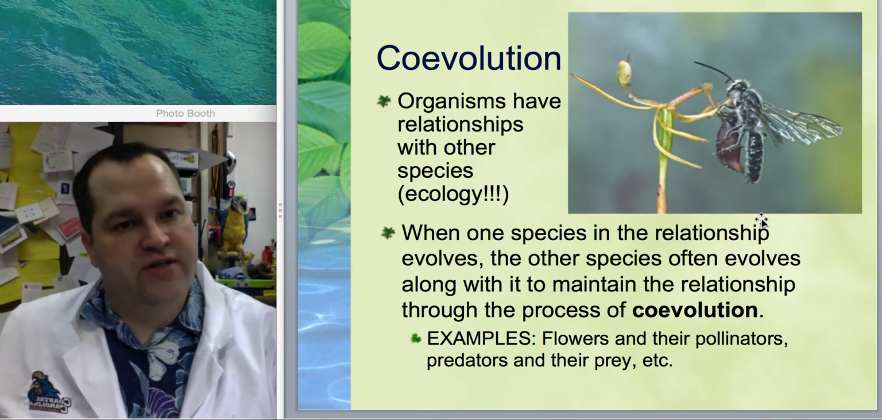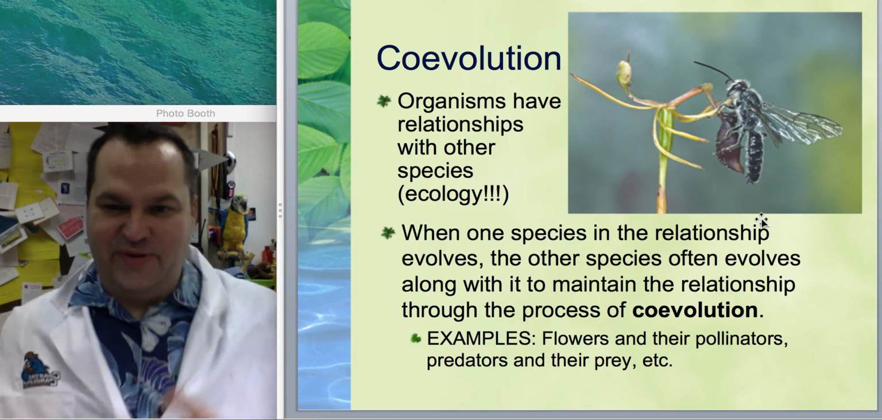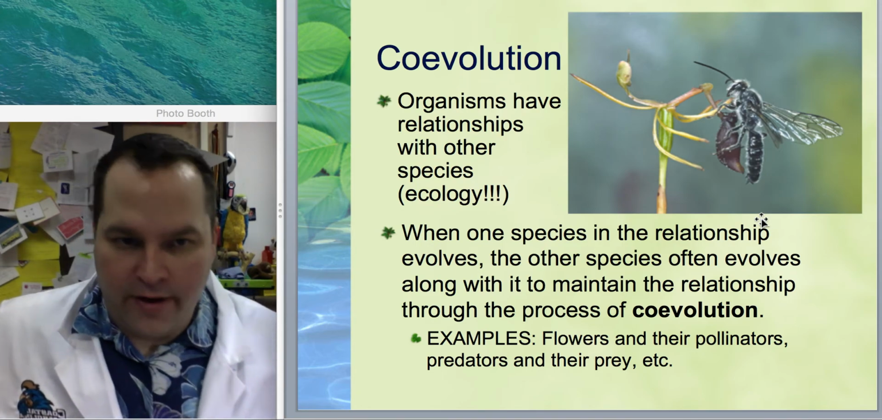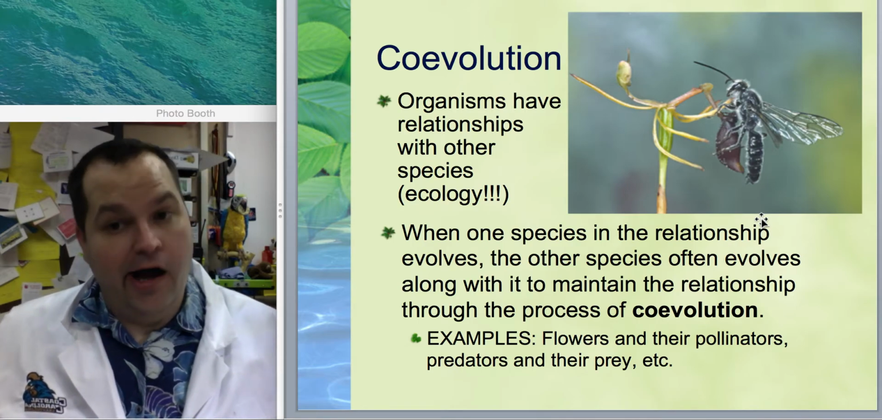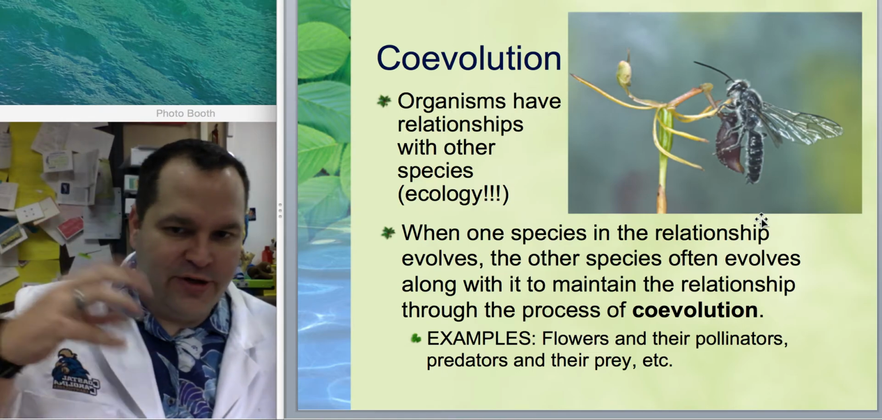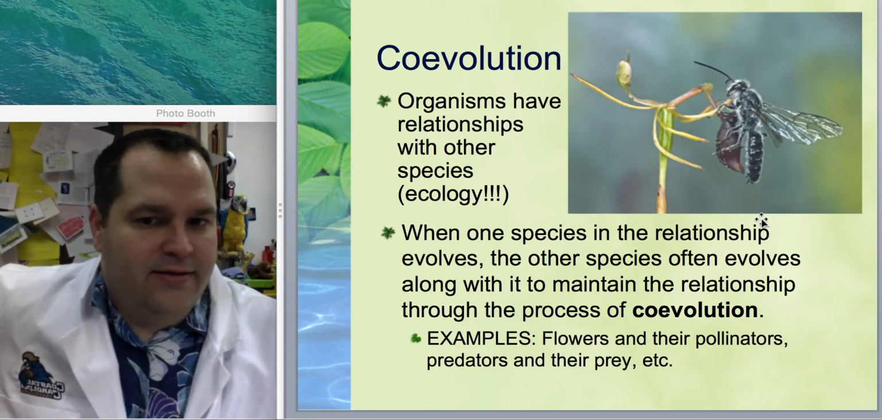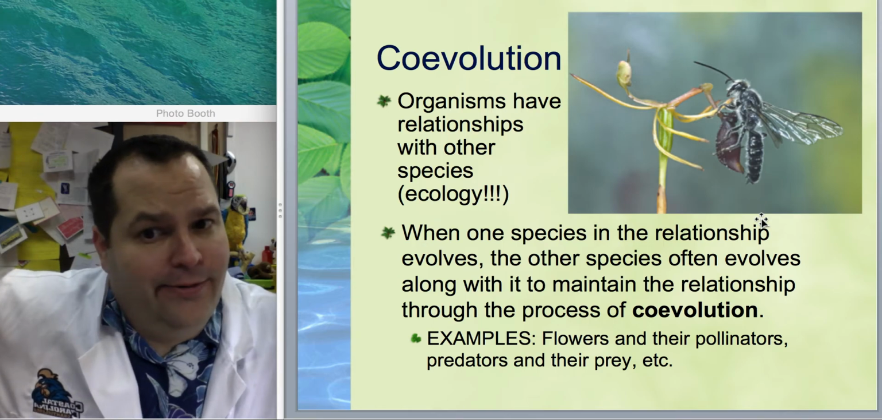Now, there are a whole bunch of examples of this. Probably the coolest one I can think of is the one on the screen there. That is called a hammerhead orchid, that flower. And if you look at that, that's an ugly flower. And we know that typically flowers are going to be pretty to attract pollinators. But that wasp there does not think that flower is ugly. As a matter of fact, that wasp thinks that flower looks like a lady wasp.